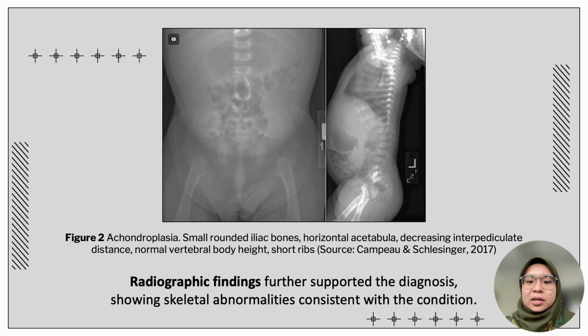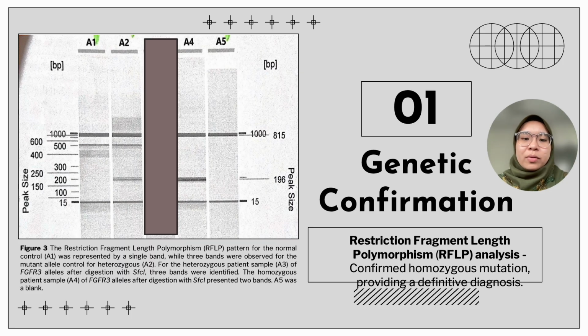Radiographic findings further supported the diagnosis, showing skeletal abnormalities consistent with the condition. From figure 3, the RFLP pattern for the normal control A1 was represented by a single band, while 3 bands were observed for the mutant allele control for heterozygous A2 of FGFR3 alleles. After digestion with SFC1, 3 bands were identified. The homozygous patient sample A4 of FGFR3 alleles after digestion with SFC1 presented 2 bands.